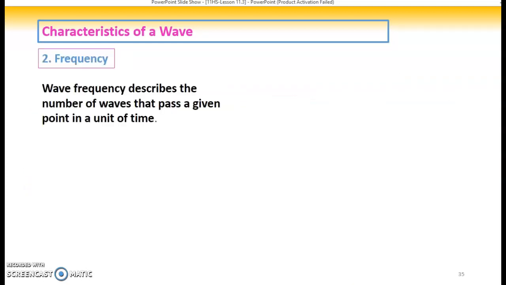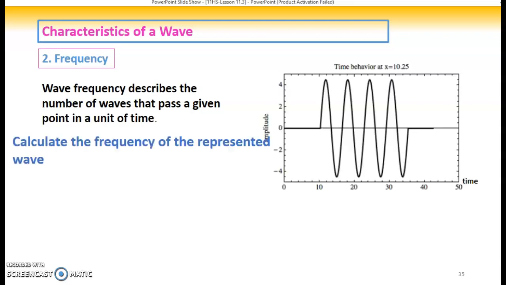Now the second characteristic is the frequency. Wave frequency describes the number of waves that pass a given point in a unit of time. The number of waves or the number of pulses that pass a given point in a unit of time. The adjacent diagram represents the behavior of the particles of the medium, their amplitude as a function of time. Calculate the frequency of the represented wave.